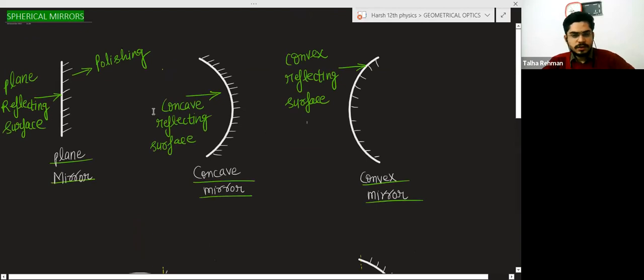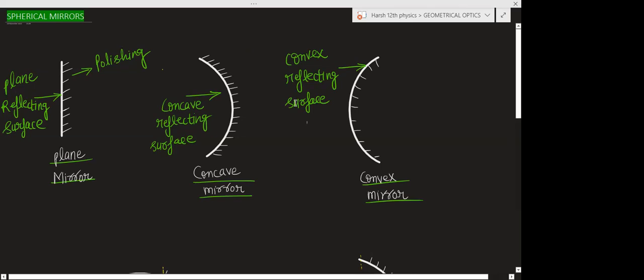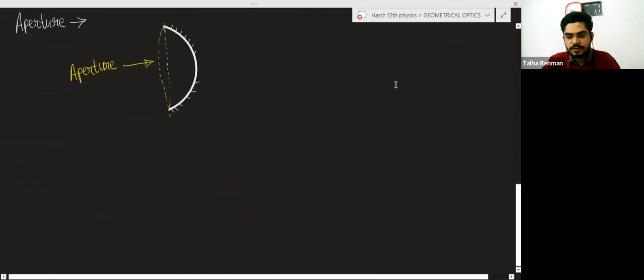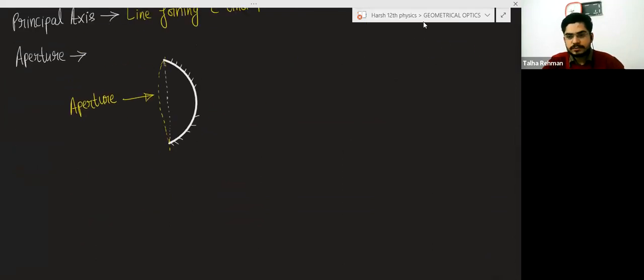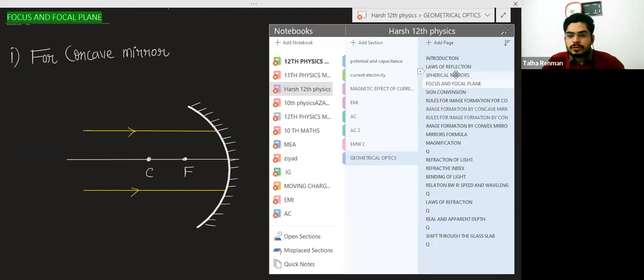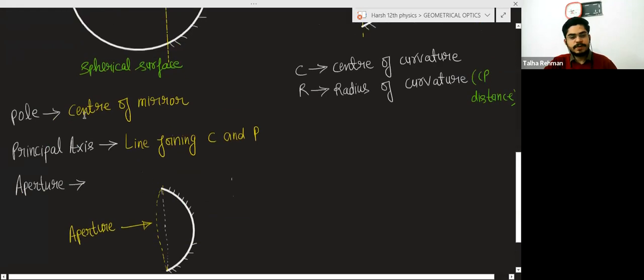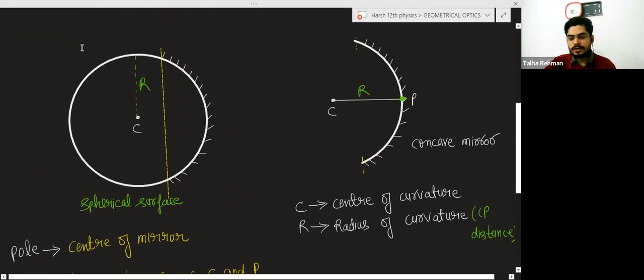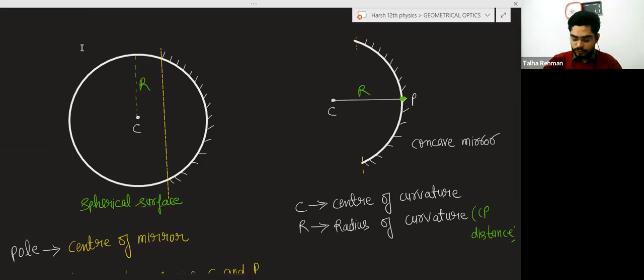So in the last class, we discussed the concave and the convex mirrors. We just completed the introduction part, and I told you about the mirrors: what is principal axis, what is pole, and how the spherical mirror is formed. So today we will discuss the focus and the focal plane of the concave and the convex mirror.